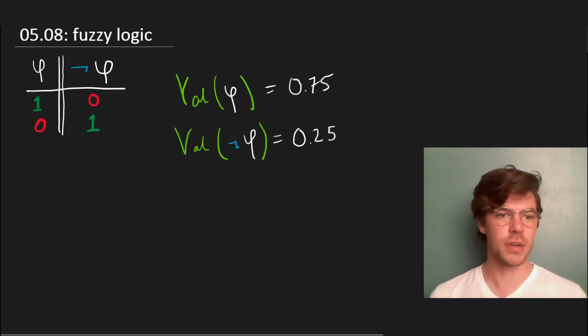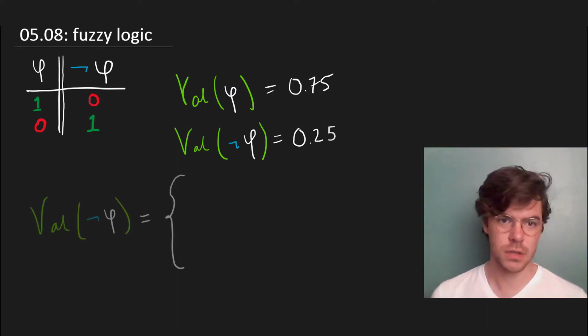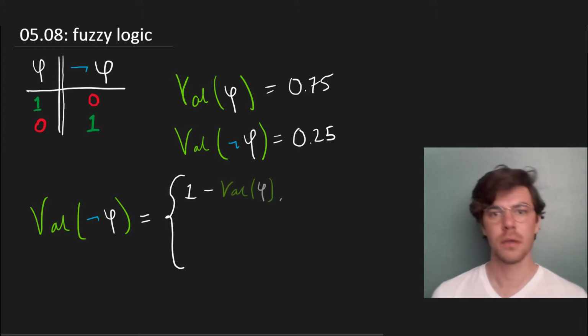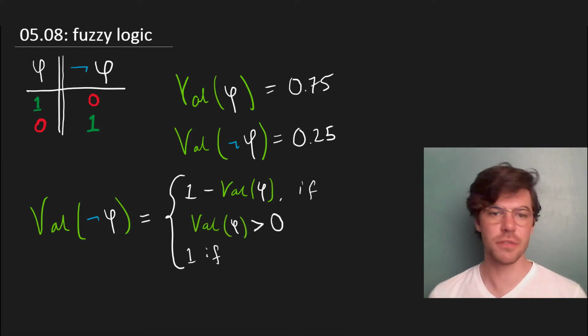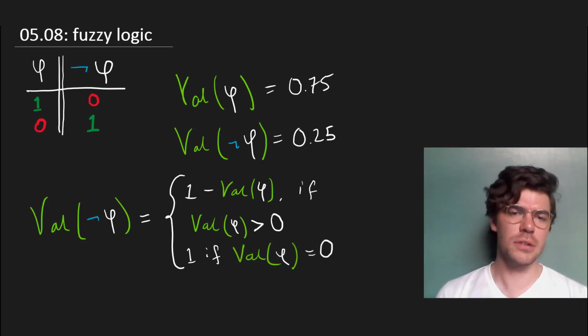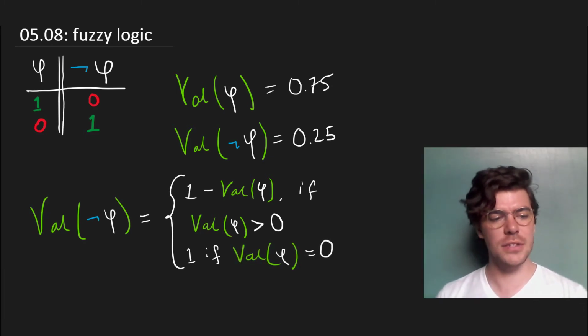So then let's write this out more formally so we can just see it. The valuation of not phi is equal to 1 minus the valuation of phi, but this only applies if the valuation of phi is greater than 0. If the value of phi is 0, then the valuation of not phi is just 1. Intuitively, this just works because as the valuation of phi goes down, it seems like the valuation of its negation should correspondingly go up.